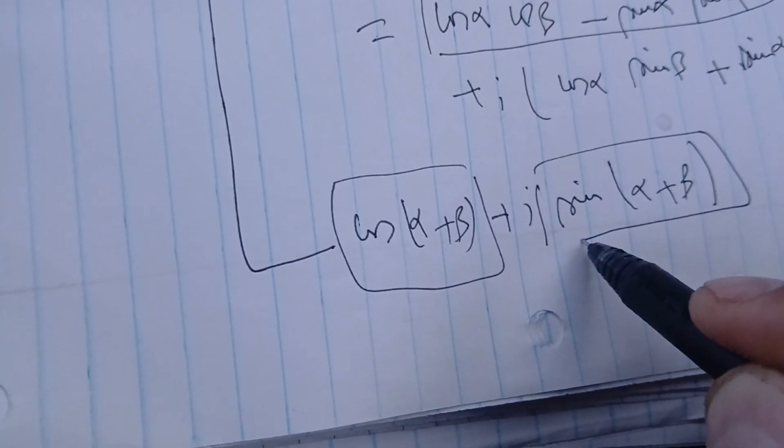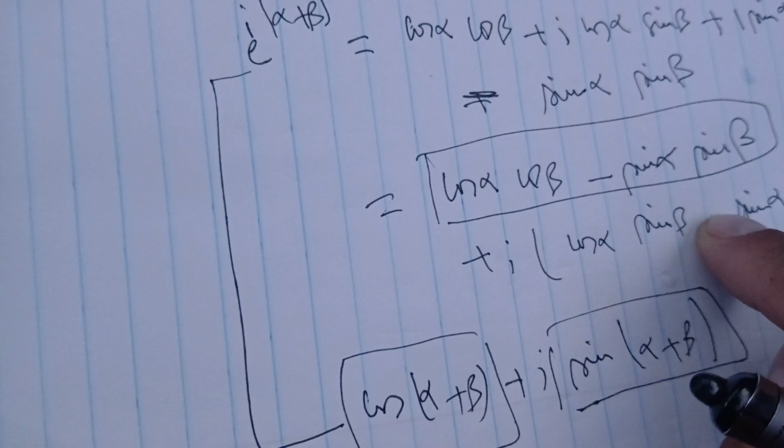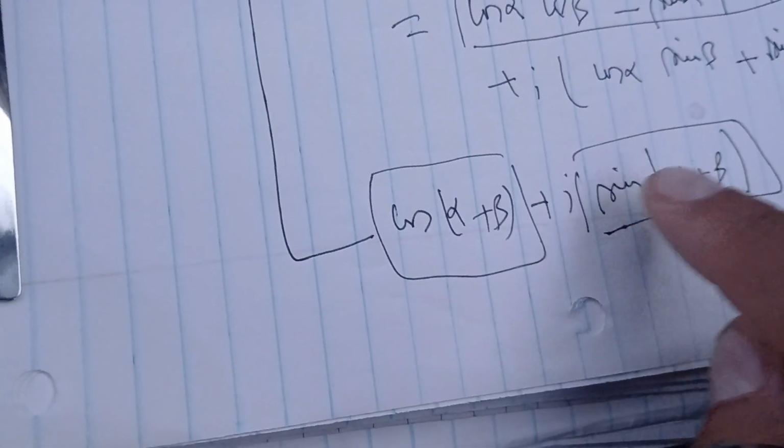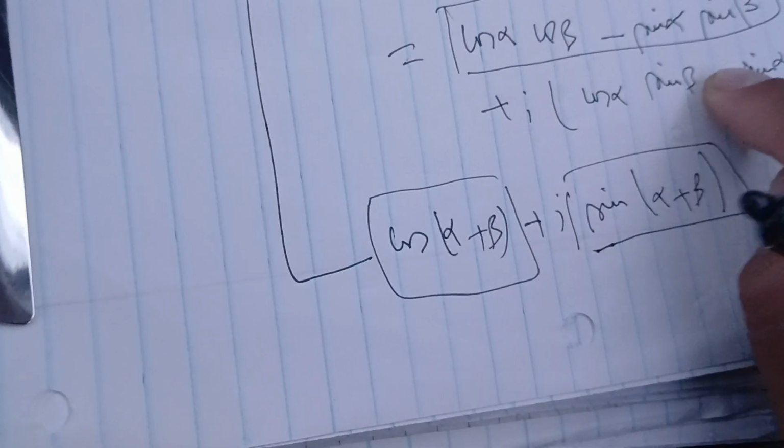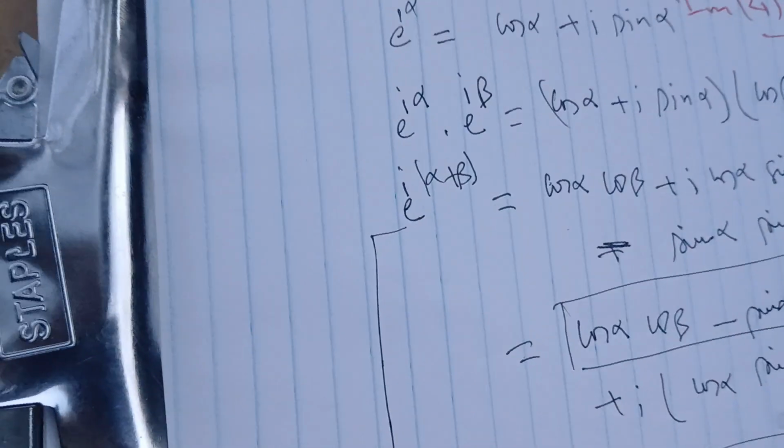The sine is this here. The imaginary part in this part should equal the imaginary part here. So the sine of alpha plus beta is cosine alpha sine beta plus sine alpha cosine beta. So we get the usual result that we know already. This is another way of proving that.